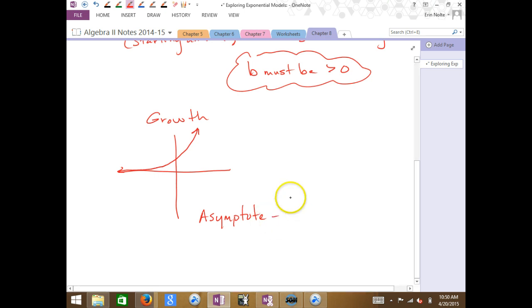It is a line, an invisible line, by the way. It's there, but it's invisible. The function never reaches it.